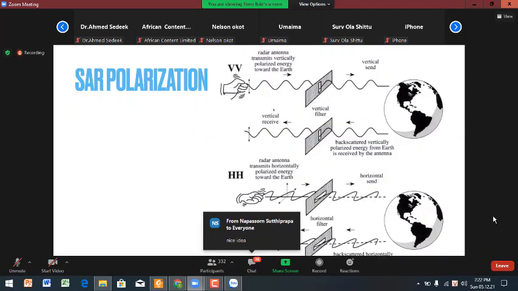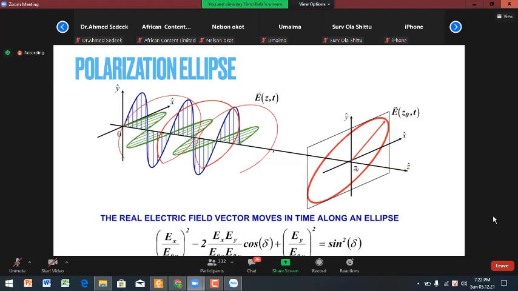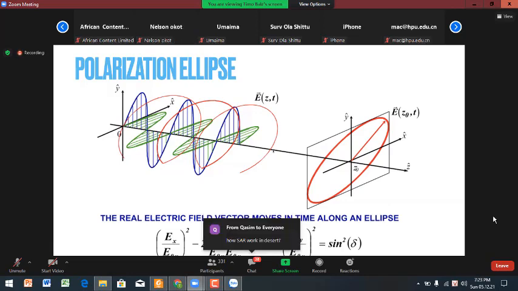Okay, let's talk a bit about polarization. I showed that slide already. I like that slide, but I show it too often. Okay, we have VV-HH polarization. All right. But in reality, it's a bit more complex. So we have a polarization moving around in an ellipse, again, elliptical form along the direction of our signal, right?